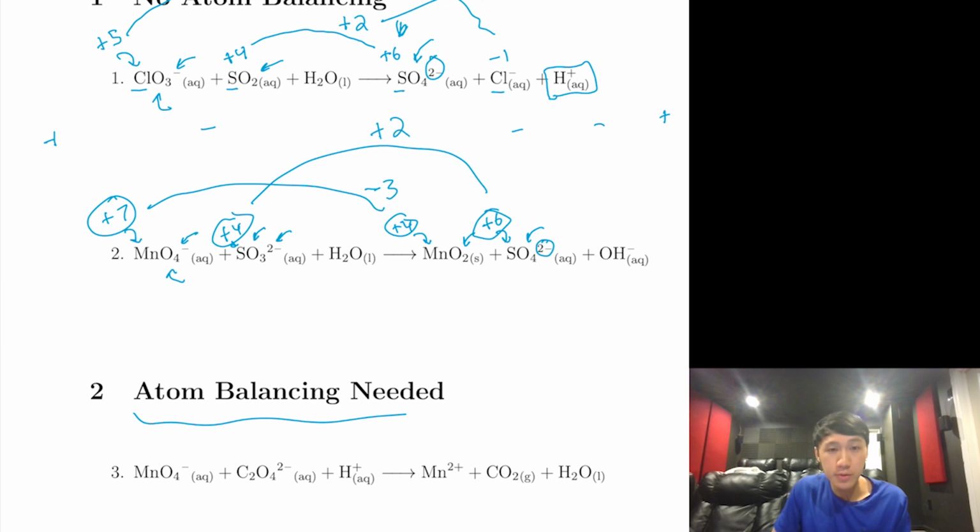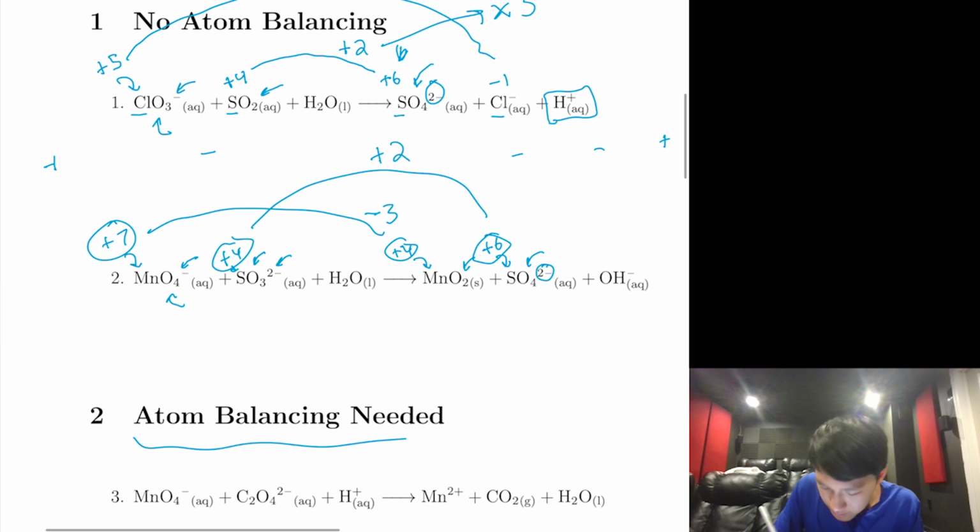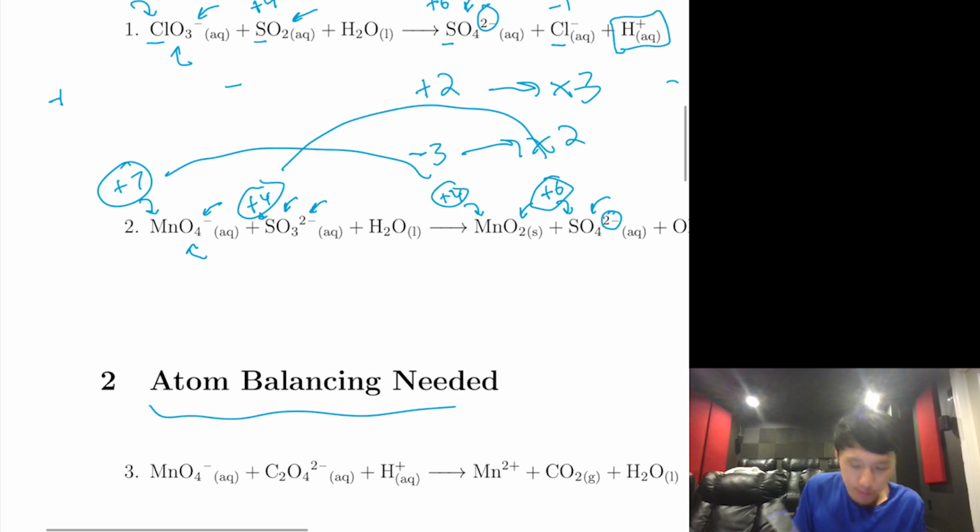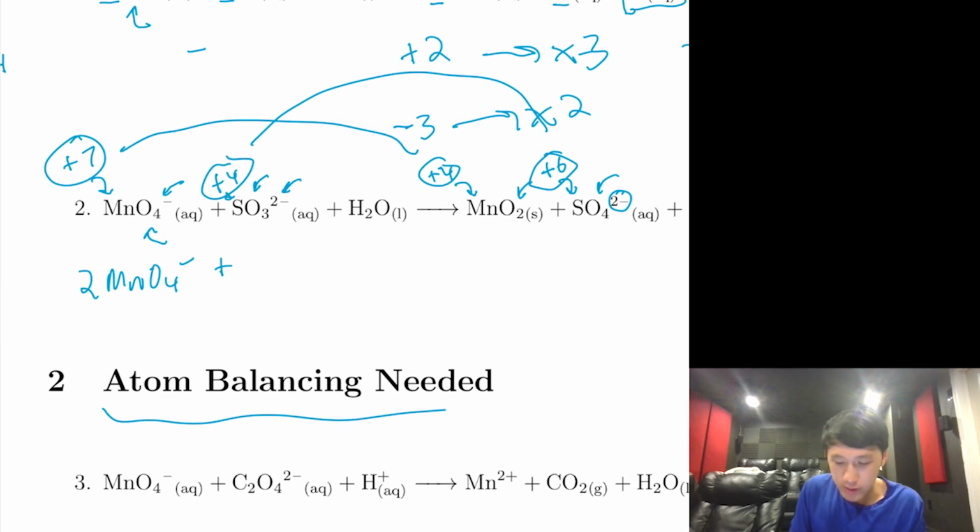What's the least common multiple of 2 and 3? Well, that's going to be 6. That means we need to multiply the 2 by 3. So we're going to multiply this sulfur reaction by 3. And then the Mn is going to need to be multiplied by 2 to get to 6. So let's write that out. We're multiplying the Mn reaction by 2, so that's 2MnO4 minus plus. And then we're multiplying the sulfur reaction by 3. So that's 3SO3 2 minus.